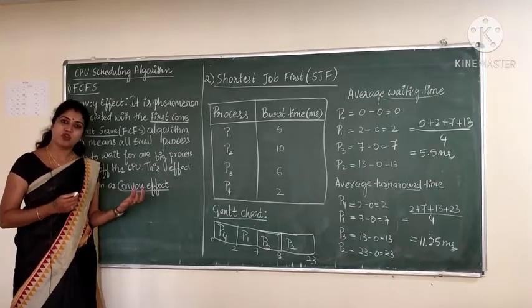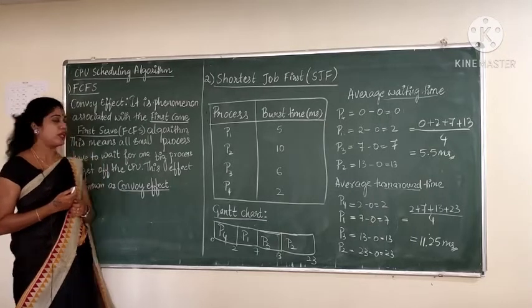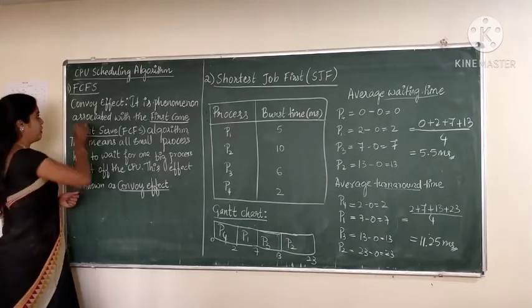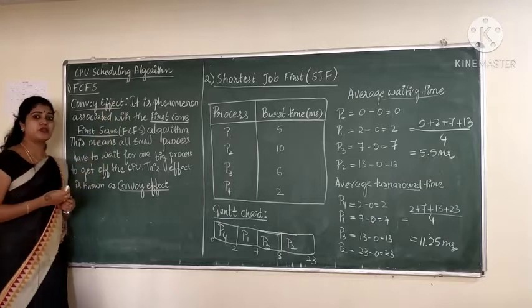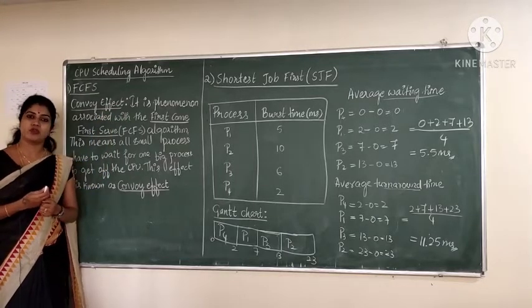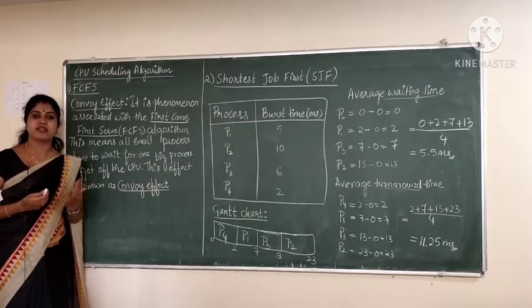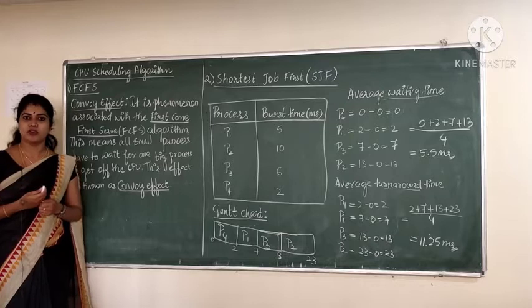there is also one more concept of the first come first serve scheduling algorithm. Let us see it today. It is called the convoy effect. The convoy effect is important for 2 marks, and it is a problem, a drawback, a disadvantage of the first come first serve scheduling algorithm.